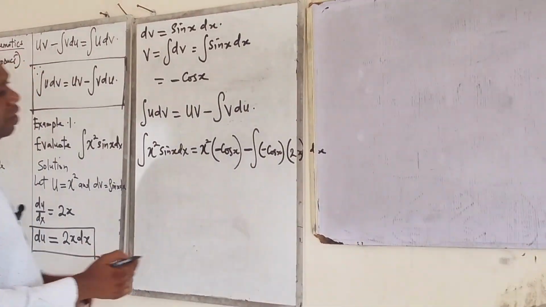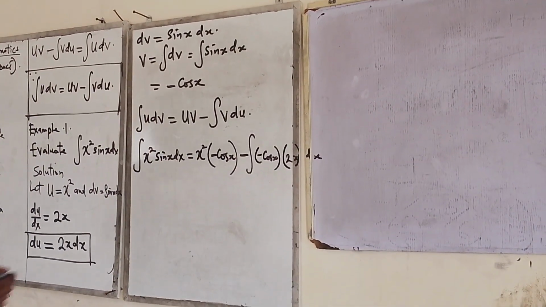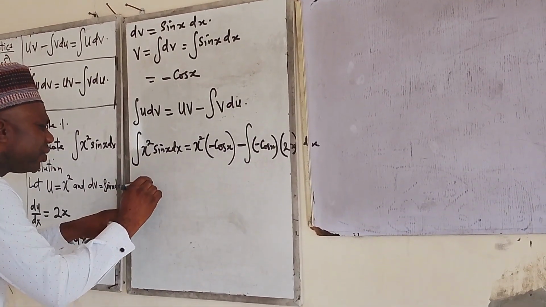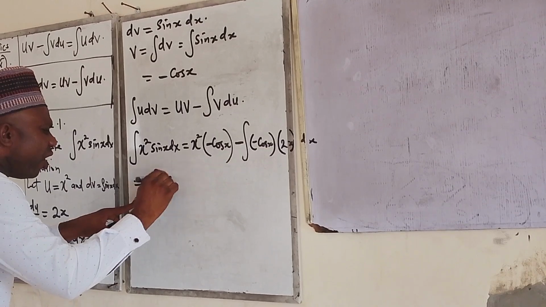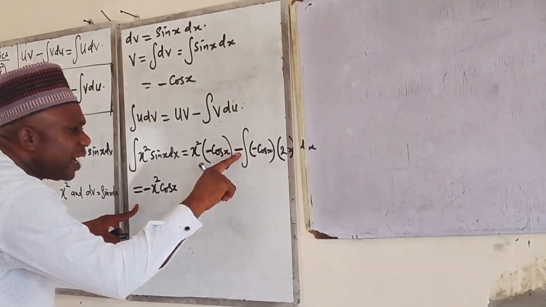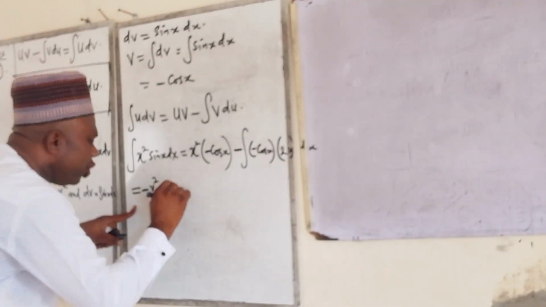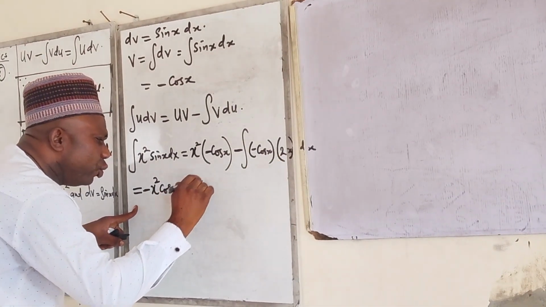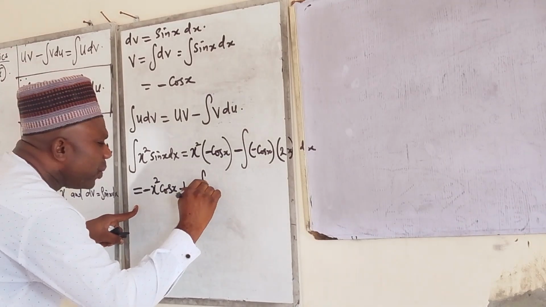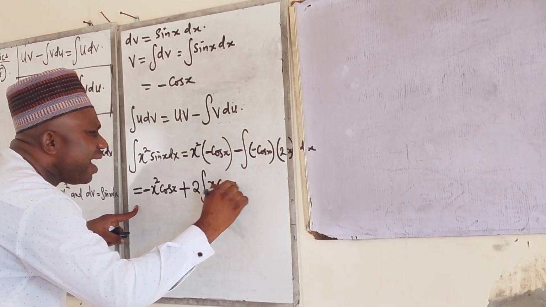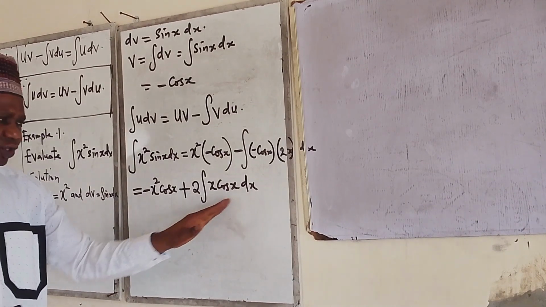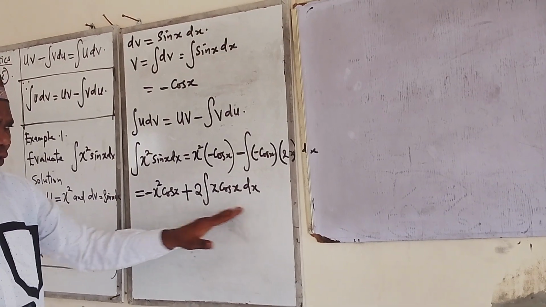Now let me put it here, please. We have 2x dx. So it means the whole of this now will be equal to, when you expand this, we have minus x squared cos x. There's minus here, there's minus here, so it becomes plus. Now 2 is a constant, so I can take 2 out. So we have 2 integral x cos x dx. Okay, that's not all about this, because as you can see, we still have a product of two functions here.